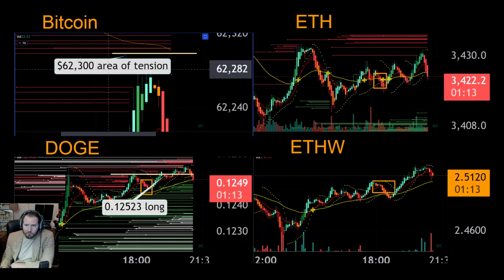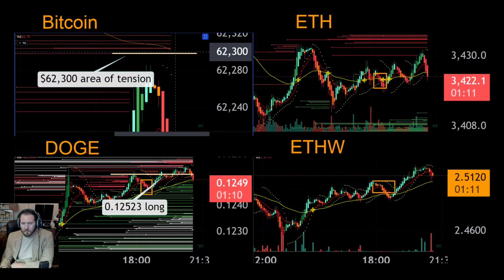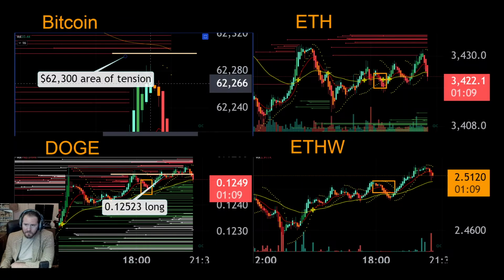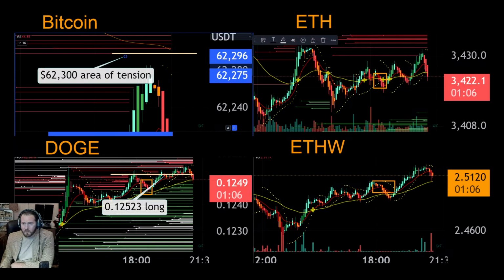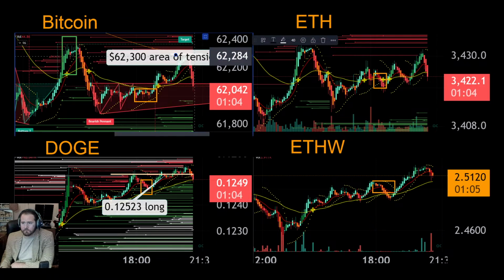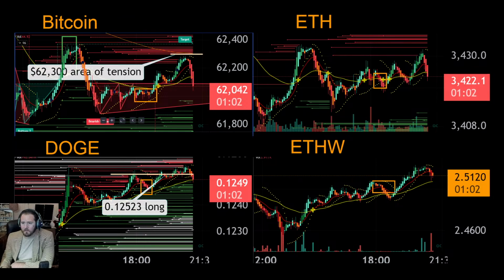I believe that if we break 62,300, that would liquidate a lot of shorts and cause a big green candle, by the way, for Doge. So let me add that on the chart. And we have the resistance right near that area because they were defending their shorts positions.